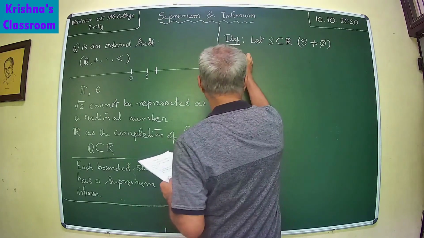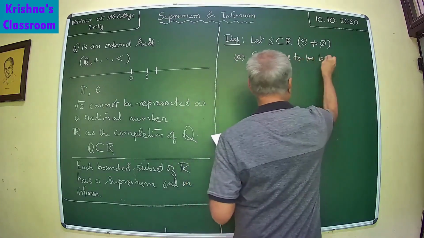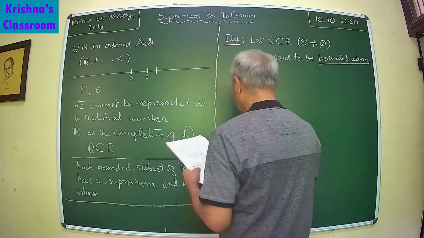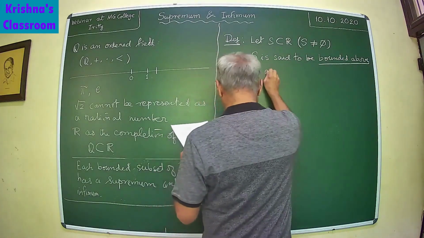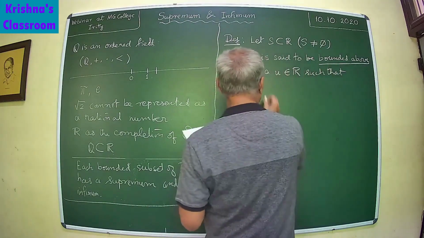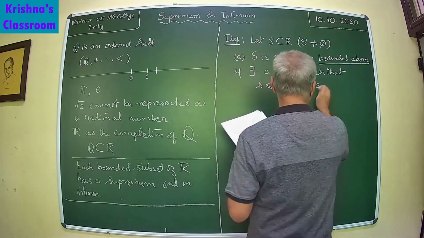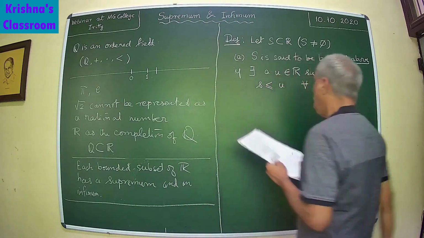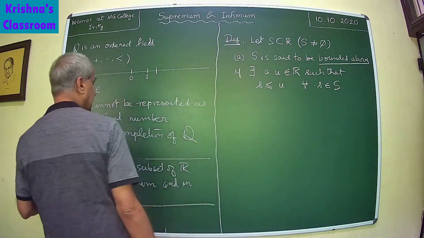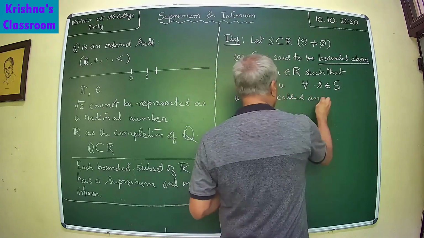We say that the first property, S is said to be bounded above if there exists a U belonging to R such that S is less than or equal to U for every s belonging to S. Then of course U is called an upper bound.